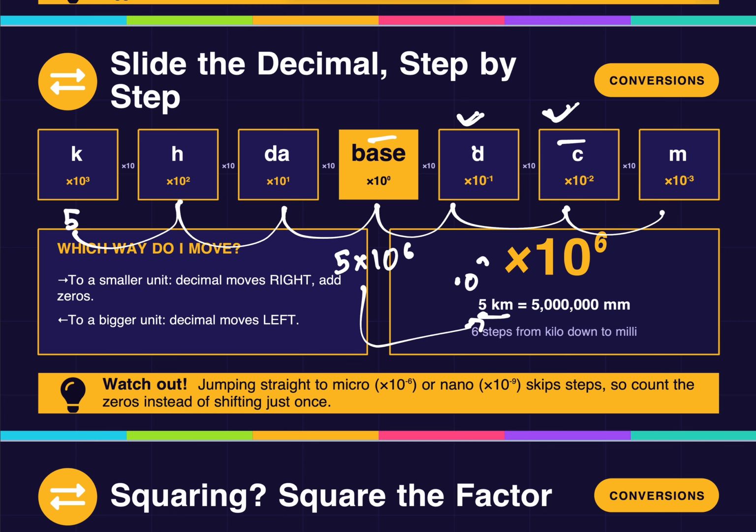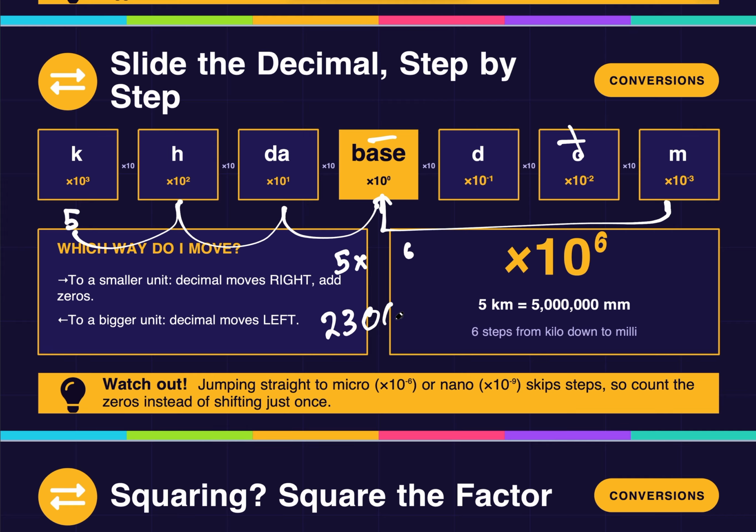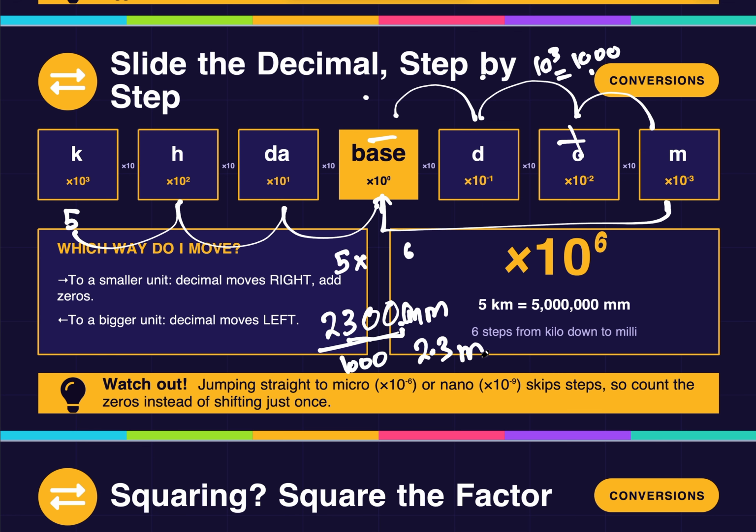Now, if you wanted to convert the other way, from small units to large ones, say from millimeters to meters, suppose you have 2,300 millimeters. You'd still count how many tens it goes. So 1, 2, 3. But instead of multiplying, you'd move the decimal to the left, which is dividing by 10. So you'll divide by 10 to the third, or 1,000. So then what does this become? It becomes 2.3 meters. All right? So good so far.